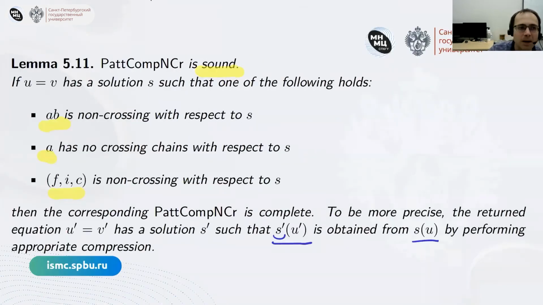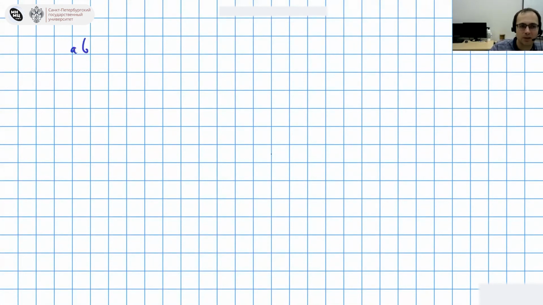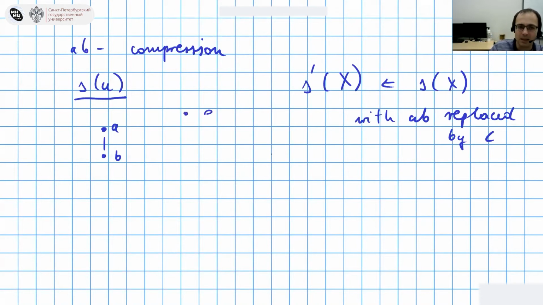And the reason why it is complete is that, imagine we perform, let's say, AB pair compression. So we look at this S on U, and we look for every possible occurrence of this AB. The new substitution is defined such that this substitution of X is S on X with AB replaced by C. So we just perform, as a mental experiment, this compression on the substitution for the variable. Okay, so when we look at this S on U and at each occurrence of this AB, what can happen is that this occurrence is explicit, then the algorithm replaces it. It could be that it is implicit, so S prime replaces it.